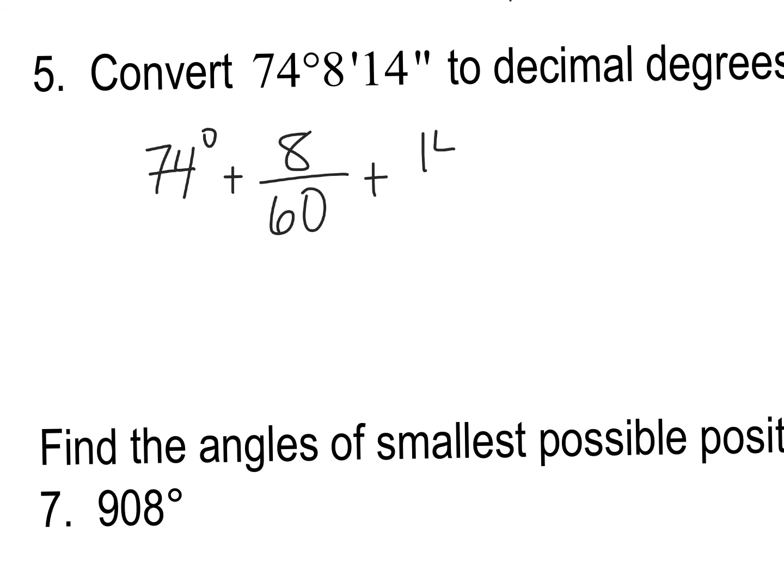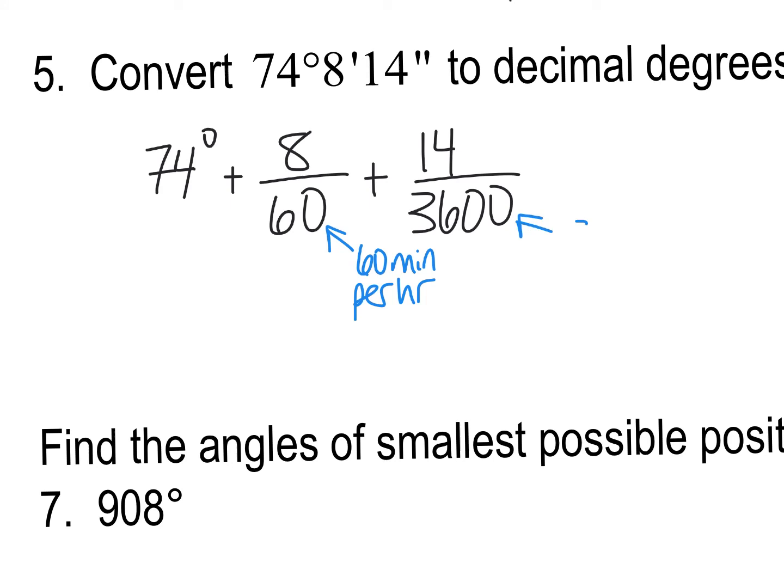We have 14 seconds. How many seconds are in an hour? 3,600. Okay, so I'm going to write a little bit of stuff. 60 minutes per hour. And in this case, there are 3,600 seconds per hour. That's where those numbers came from. And this is how we're going to convert degrees, minutes, seconds into decimal degrees, which is kind of weird. But now you just go to the calculator.